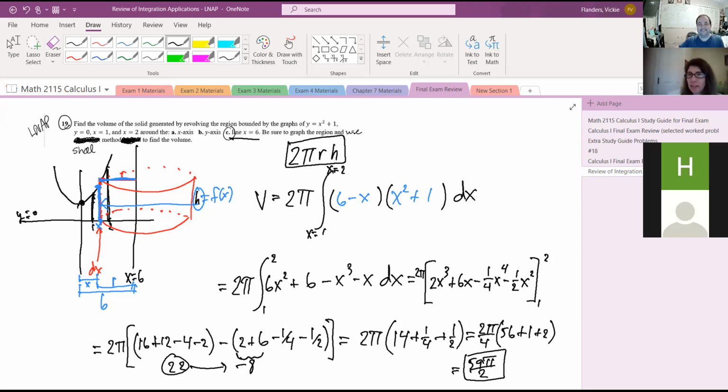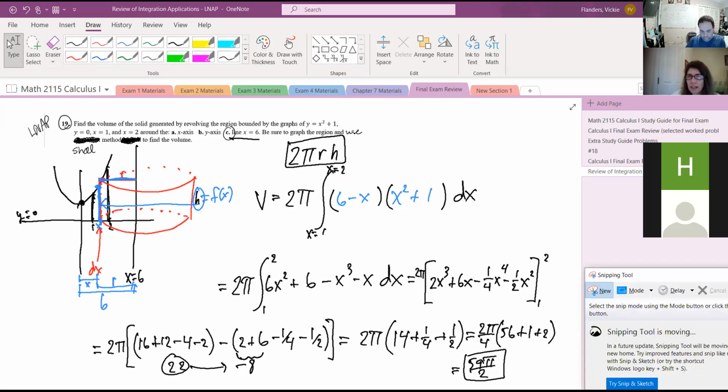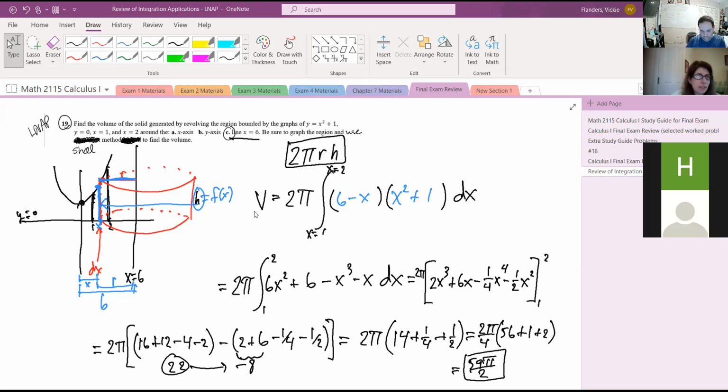We just need to know the distance from the rectangle to the axis of revolution times the height of the rectangle. That's what you have to know there. Right. And that's in words. That's not even using any letters. That's just the words. Okay, I'm clipping it now.